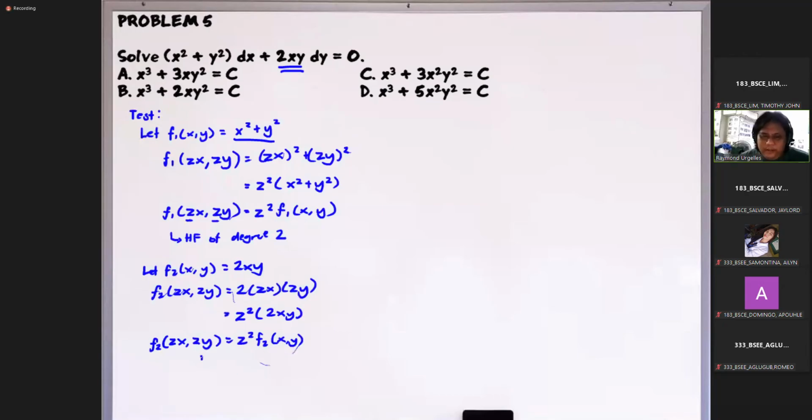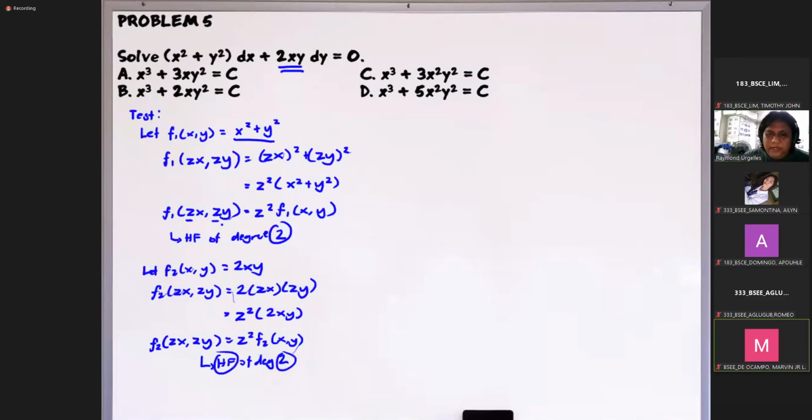Okay? So ibig sabihin, this is also a homogeneous function of degree 2. Okay? Since pareho sila ng degree and pareho silang homogeneous function, ibig sabihin, this is a homogeneous differential equation. Okay, so again, this is first order, no? Sa higher order differential equation kasi natin, iba na ang definition ng homogeneous, no? Okay? So any questions dito? Okay?